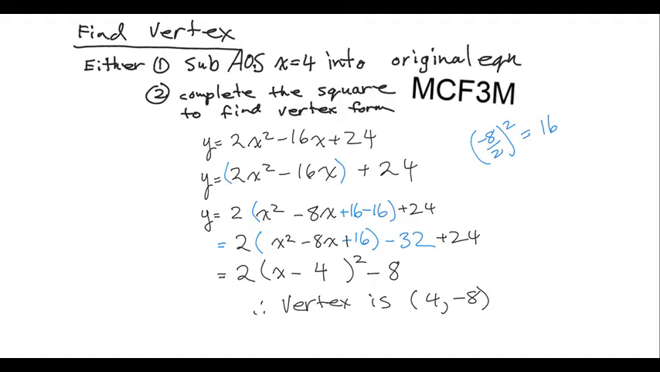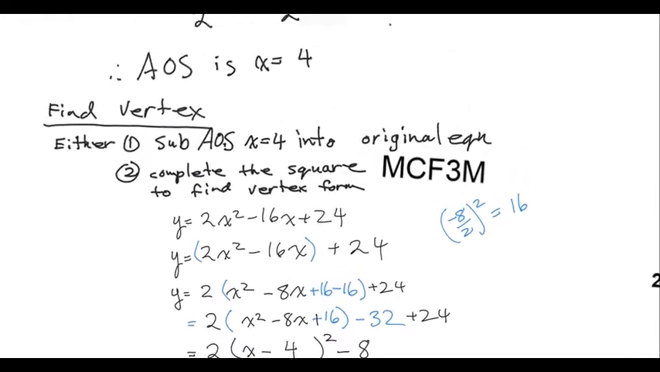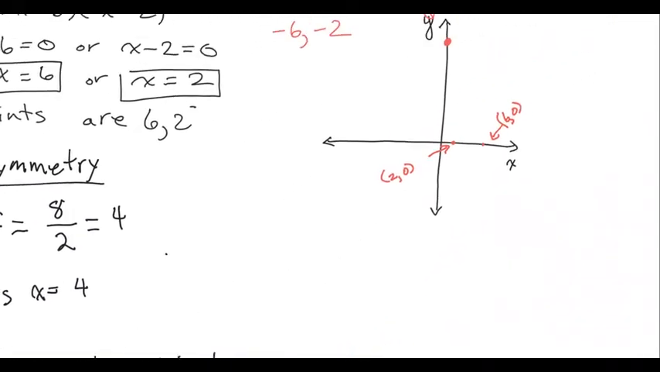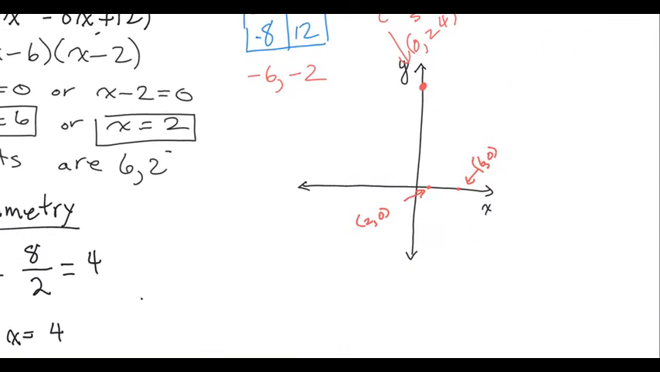Now, back to our graph from before. So remember we started a graph earlier. With our graph, what we need to do now is draw a few things, like an axis of symmetry. Our axis of symmetry is exactly halfway between our two x-intercepts. And then what I want you to do is label this x equals 4.